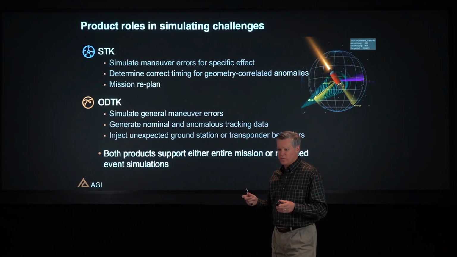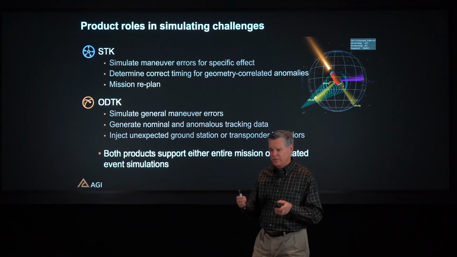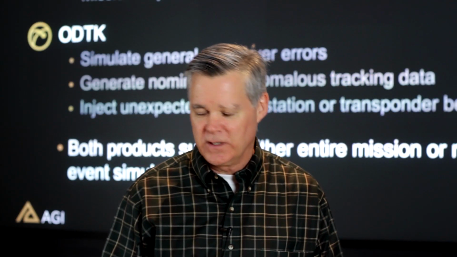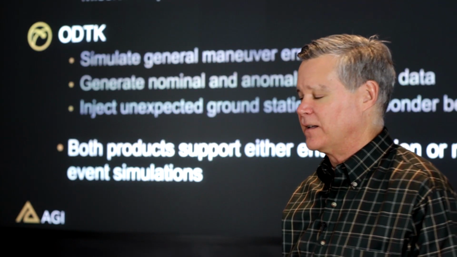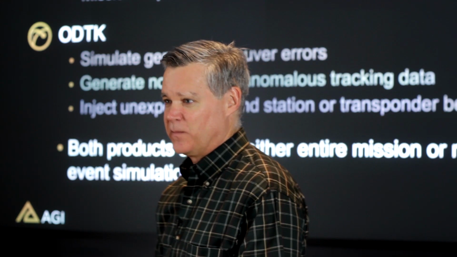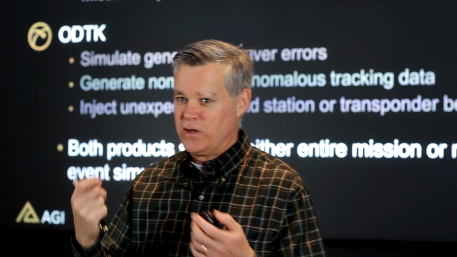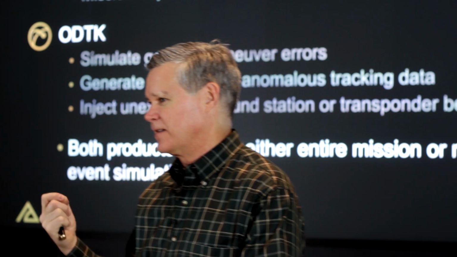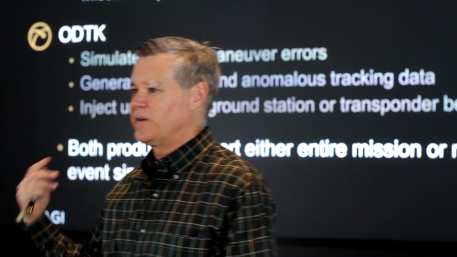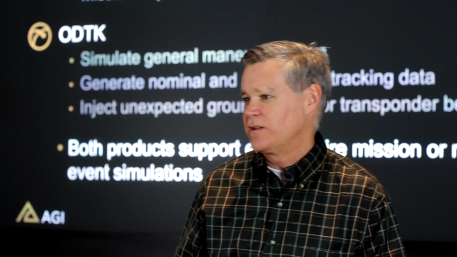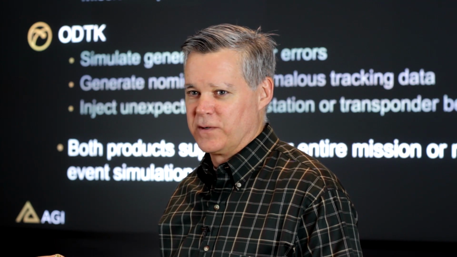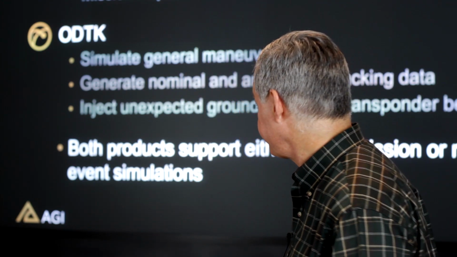So specifically, with STK, typically what I'll use that for is to generate maneuver errors where I want to simulate a specific effect. What I mean by that is perhaps I have a large mission maneuver coming up and I want to simulate a case where the maneuver gives me a semi-major axis length at the end of the maneuver that's 2 kilometers low of where I want it to be. That's very easy to do in STK. Using Astrogator, I can just target a semi-major axis length that's 2 kilometers smaller than the nominal.